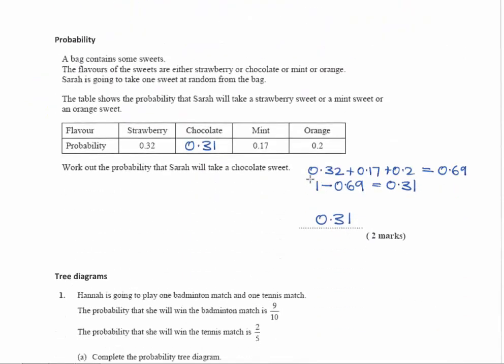Probability, well, these numbers have got to add up to make 1. So basically add up these three numbers and take it away from 1. And what's left must be the probability of chocolate.